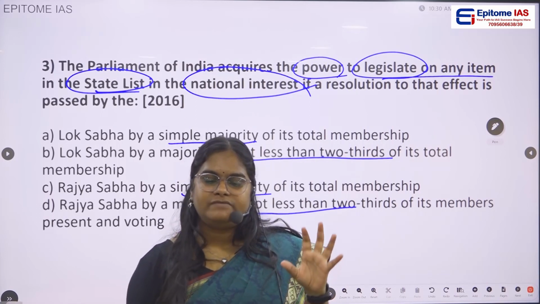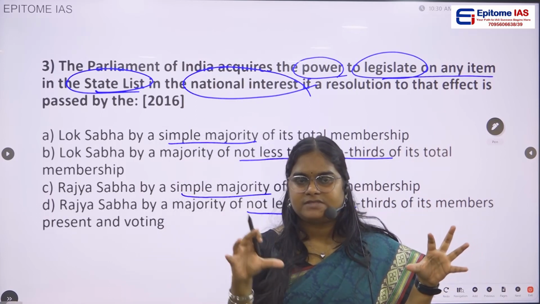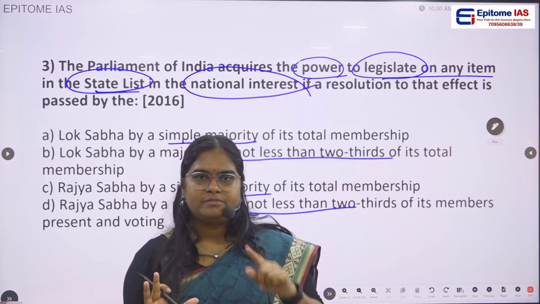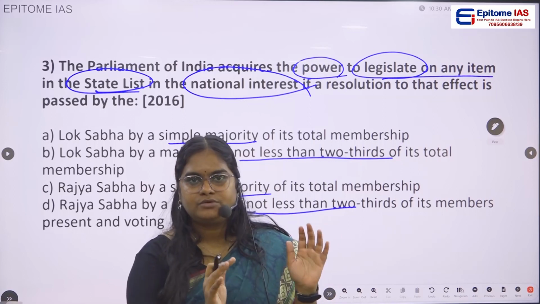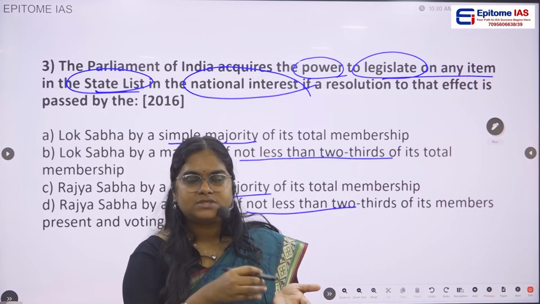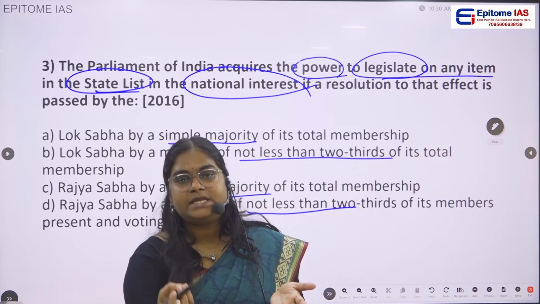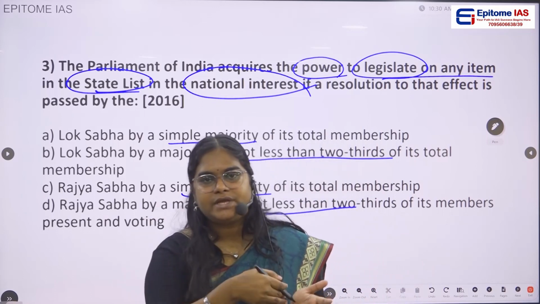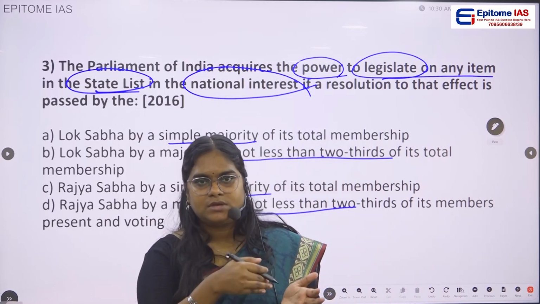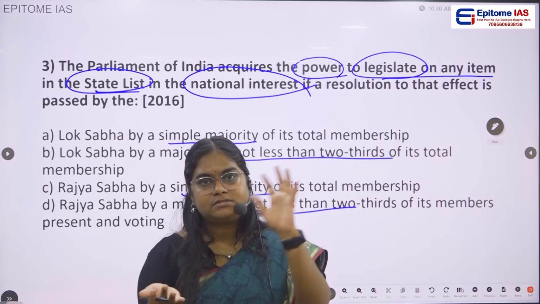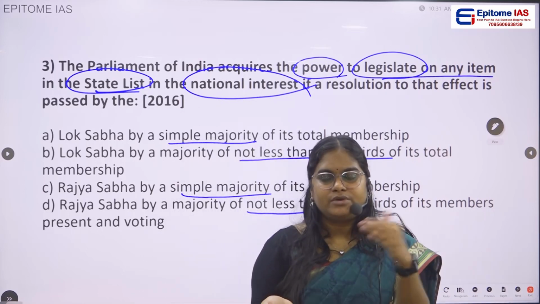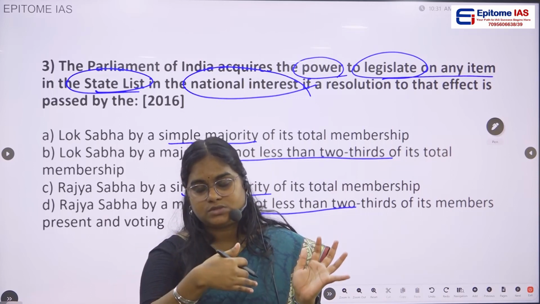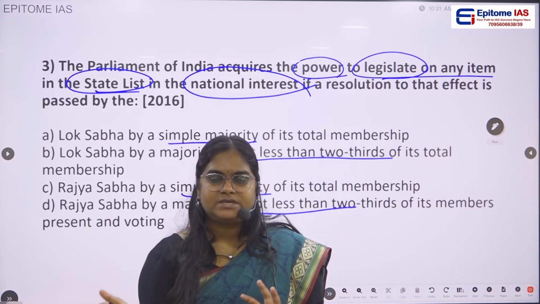Okay. So we know that we have the union list, the state list, and the concurrent list. The union government has that particular domain. These are subjects directly related to national importance, so the state government cannot interfere in that list. And just like that, the union government cannot interfere in the state list, because this domain is available only to the state government.